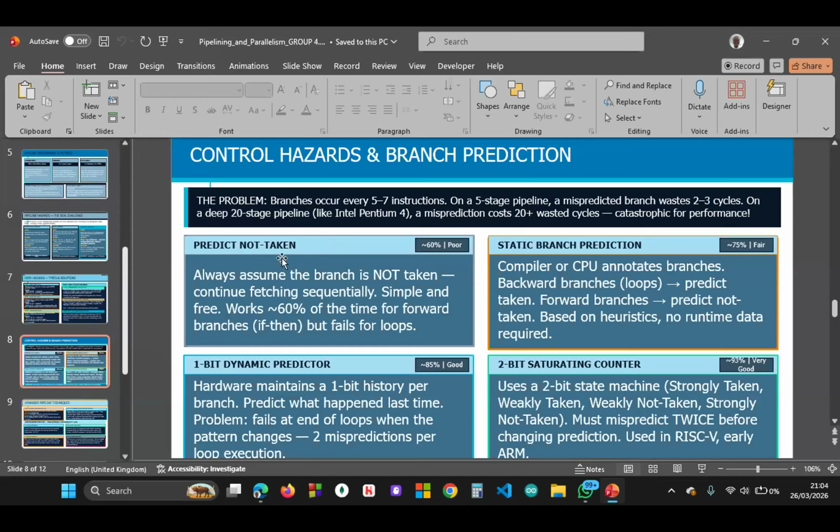One, predict not taken. This is what happens: always assume the branch is not taken. Continue fetching sequentially. Simple and free. Works 60% of the time for forward branches, but fails for loops. Two, static branch prediction. Compiler or CPU annotates branches. Backward branches predict taken. Forward branches predict not taken, based on heuristics. No runtime data required.